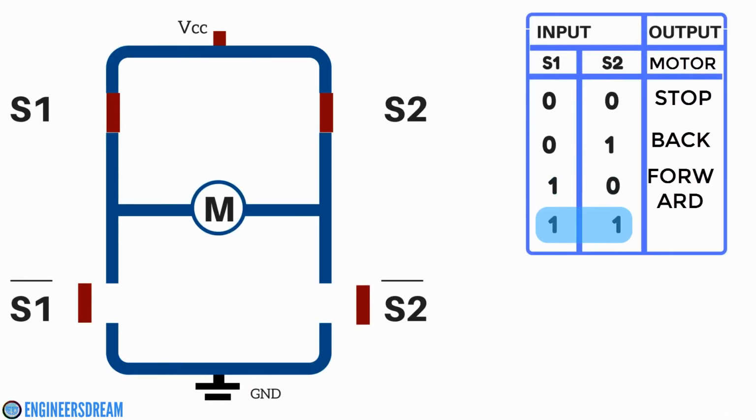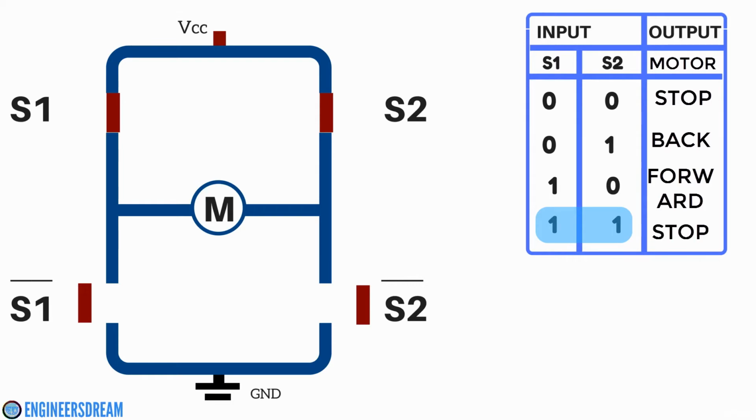And last, at the condition of 1, 1, that is if S1 is 1 and S2 is 1, then in this case, the S1 and S2 switch will be closed and the S1 bar and S2 bar switches will be open. So guys, as you can see, this condition basically represents a short circuit condition. So at this condition, that is 1, 1 or high, high, the motors will not move because the current will not be able to flow from VCC to ground.